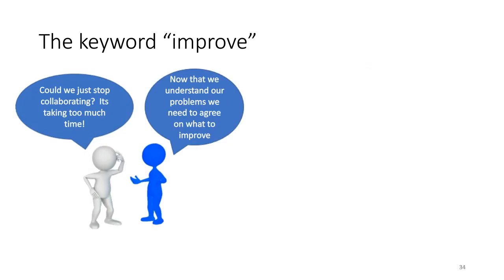Now let's look at the keyword improve. Once the team understands their problems from their reflecting, they need to agree on what to improve. This leads back to a question I raised earlier related to how the team knows their improvements are really improvements and aren't just adding redundancy or inefficiency or deleting something essential.